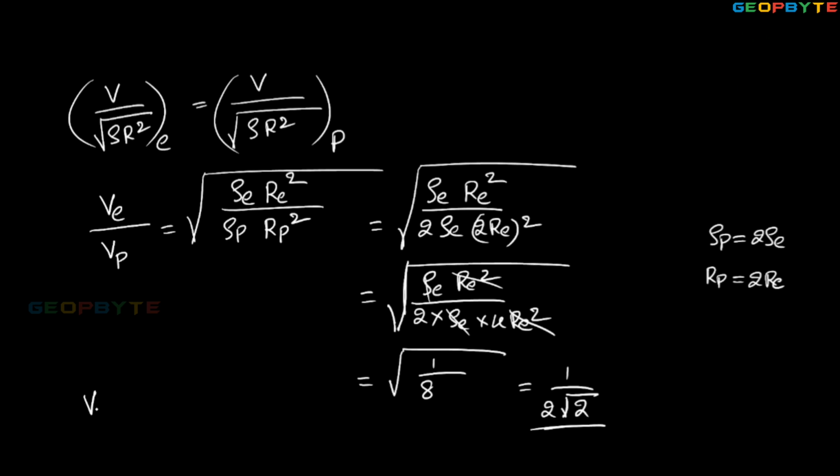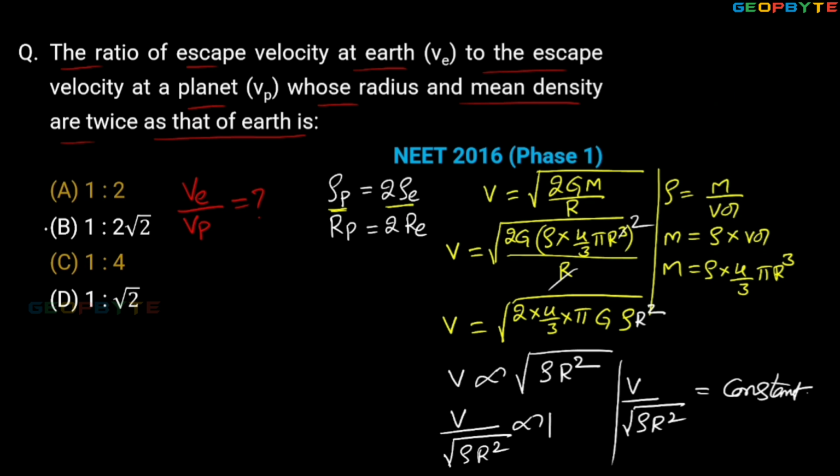From this, I can write that escape velocity at the Earth is to escape velocity at the planet equal to 1 is to 2 root 2. That is the answer. 1 is to 2 root 2. Look at the options. Look at the option B. Option B is absolutely correct. Understood clearly? Yes.